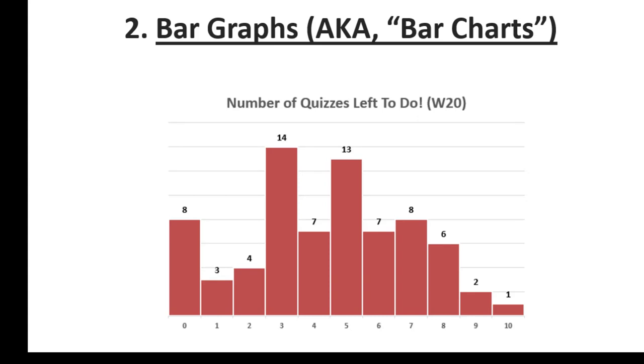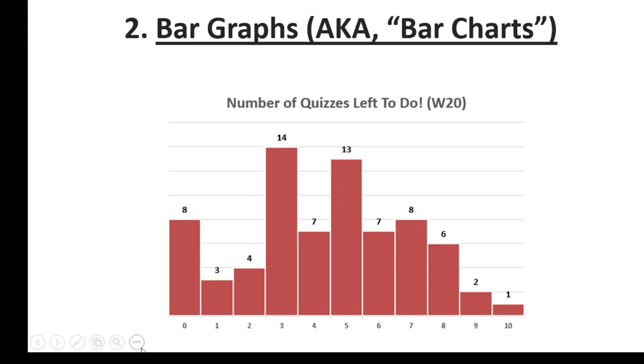Exactly the same data. A lot of folks like bar graphs better, and I'm tempted, for this particular data set, I like it better, for sure. I don't like this as much as I like this, because not only do you get the same data presented, you actually do have two dimensions. You've got the horizontal dimension, which is the number of quizzes left to do, and the vertical dimension, which is how many people have that many quizzes left to do.